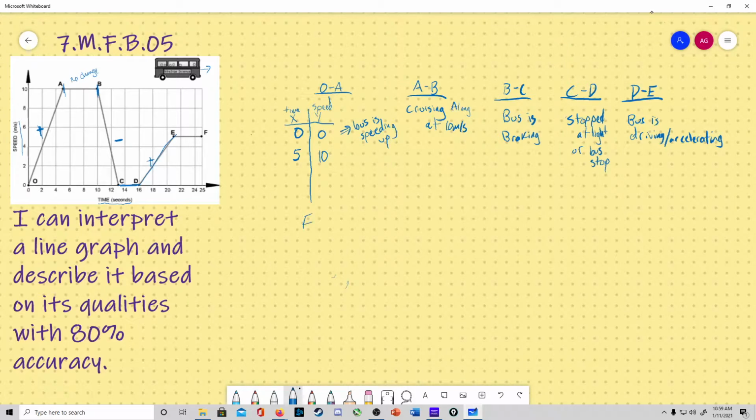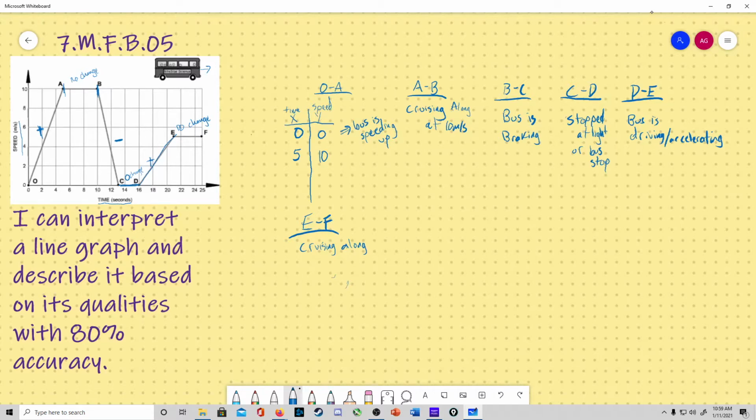So from E to F, again, we just want to think about this from E to F. It's that no change, so 0 change. And we have that same thing here, no change. So again, what do we think it's doing? It's probably just cruising along. But is it going as fast as it was before? No, it's going about half that speed.